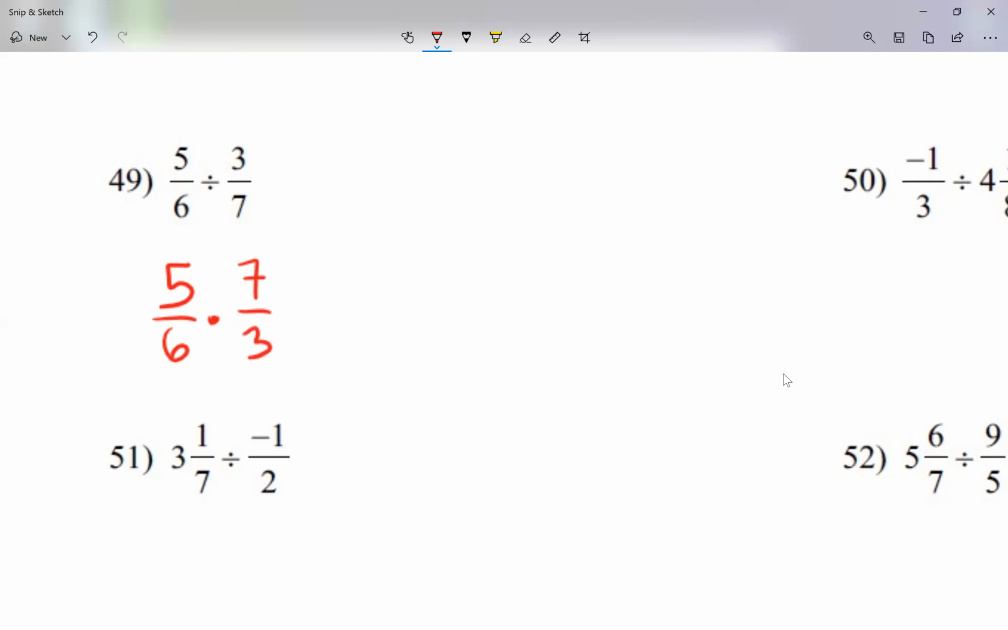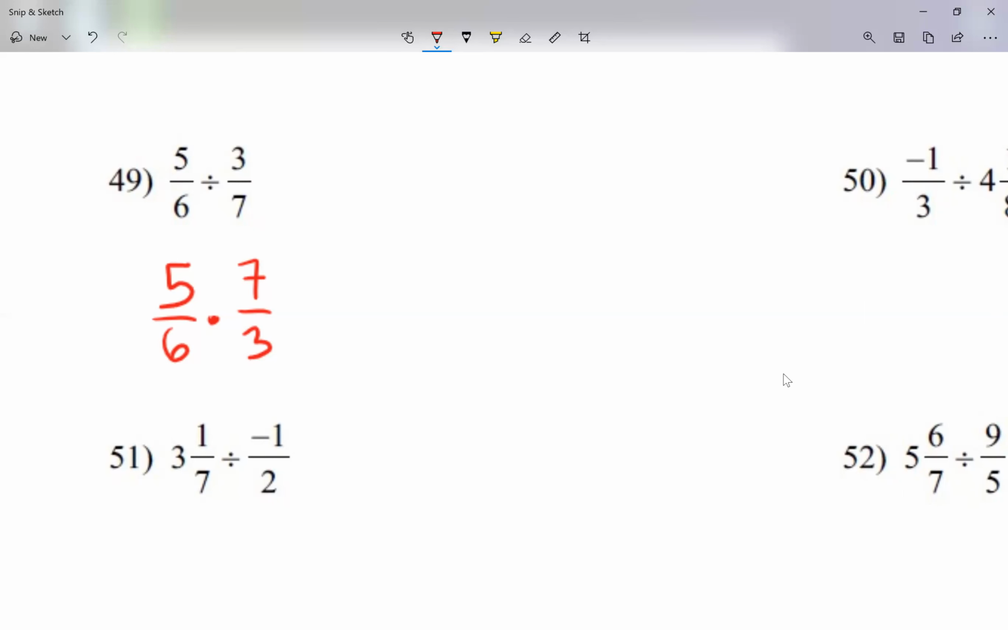Notice I flip the second fraction. Some people like to say division in fractions is a multiplication of the reciprocal, right? Probably you guys have heard that before. Yeah, so we switch it to times, but we flip the second fraction. Okay. Now let me work things out.